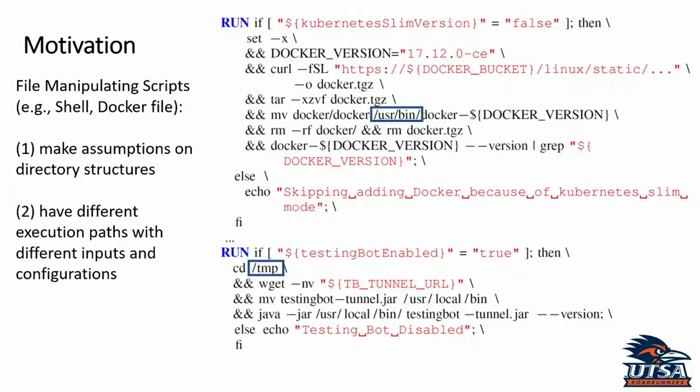File manipulating scripts are widely used in today's software production process. For example, shell scripts and Dockerfiles are widely used as standalone software or in the build process. Most of these file manipulating scripts make assumptions about directory structures. Also, they may have different execution paths with different inputs and configurations.